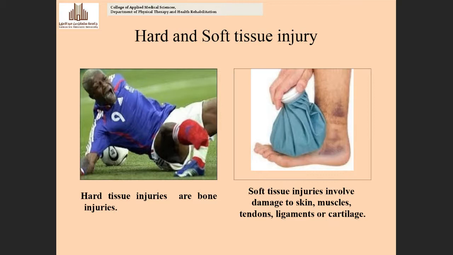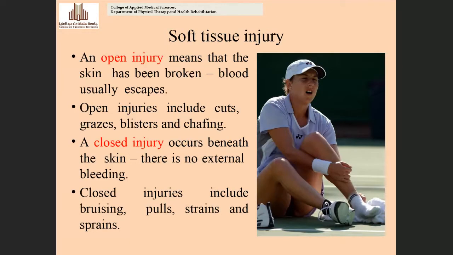You can see this picture, hard and soft tissue injuries. The person is falling while playing football, and you can see the hard tissue injuries or bone injuries. This person got a fracture in the leg. This is considered a hard tissue injury. In the next picture, you can see the soft tissue injuries, which involve damage to the skin, muscles, tendons, ligaments, or cartilage. You should be very clear and careful about hard tissue injuries and soft tissue injuries.